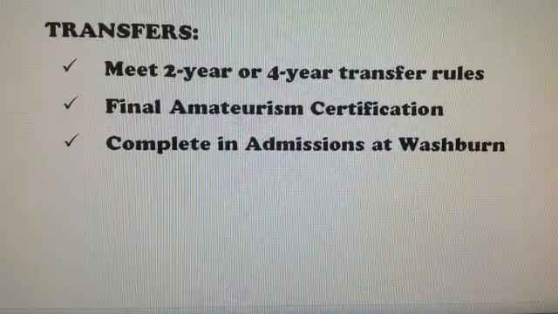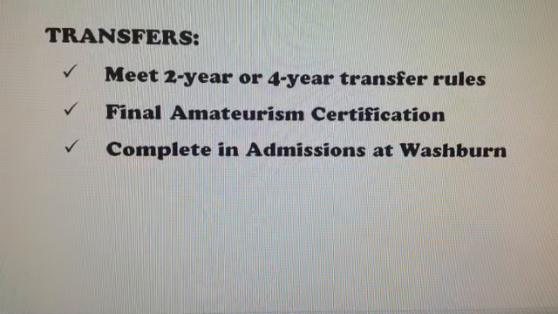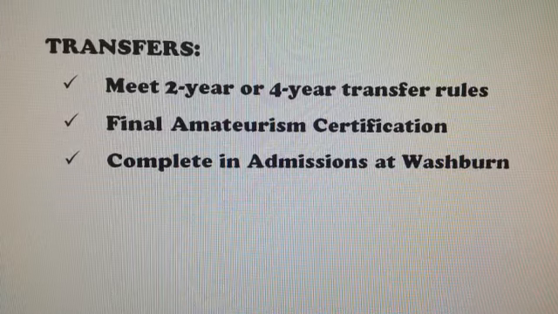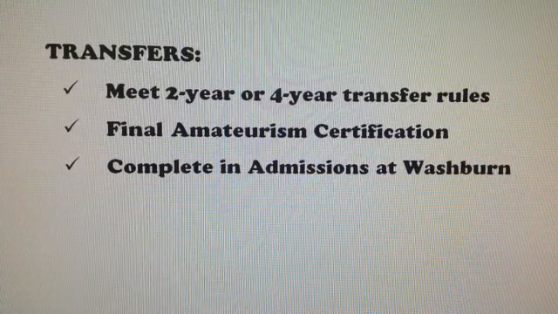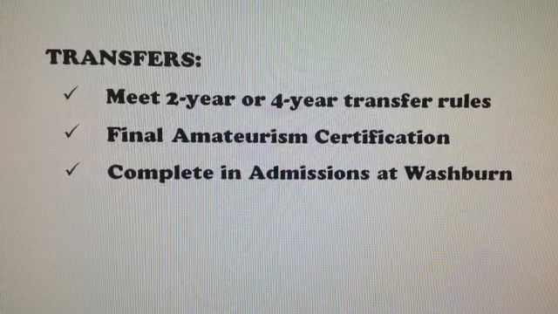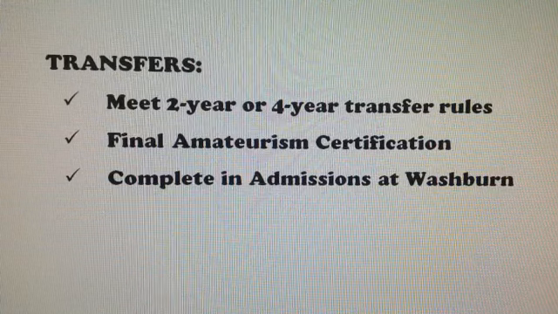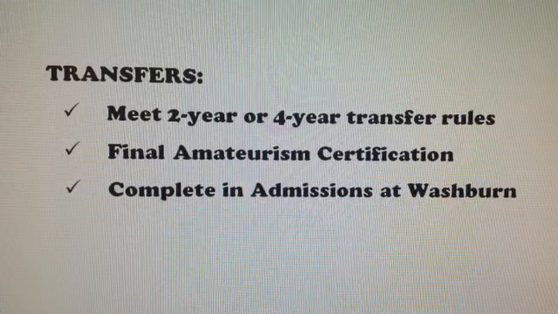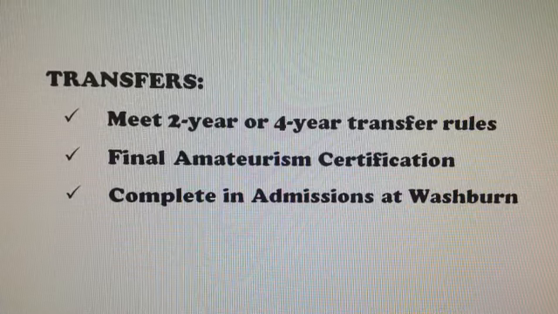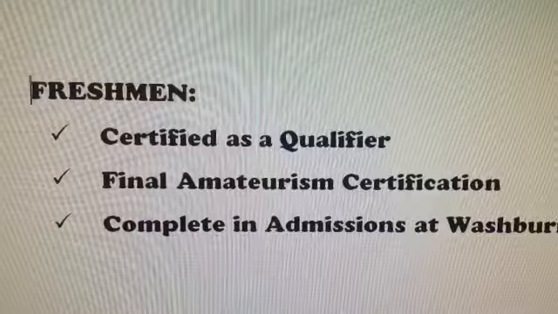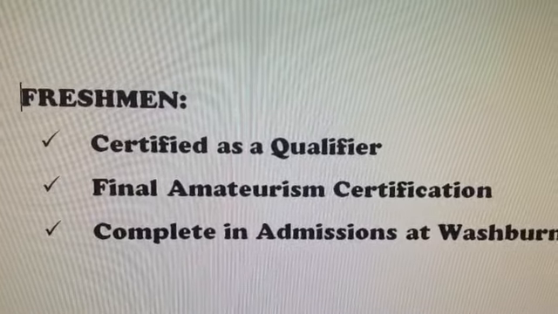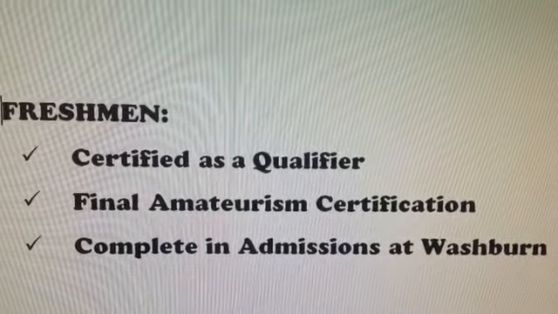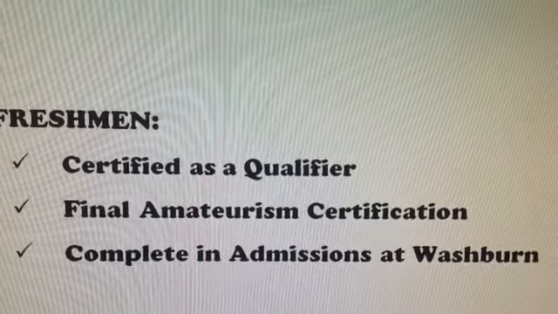For transfers to be certified as eligible for competition, they must meet the academic requirements for 2 or 4-year transfers, have received their amateurism certification from the NCAA Eligibility Center, and be complete in admissions at Washburn. This means that official transcripts from all institutions they have attended have been received by admissions and the application fee has been paid. Freshman student athletes have to receive final certification as a qualifier from the NCAA Eligibility Center, as well as their amateurism certification. They must also be complete in admissions at Washburn.